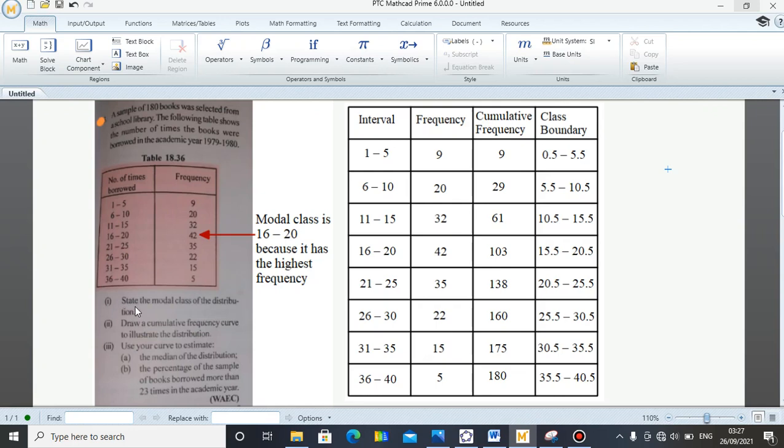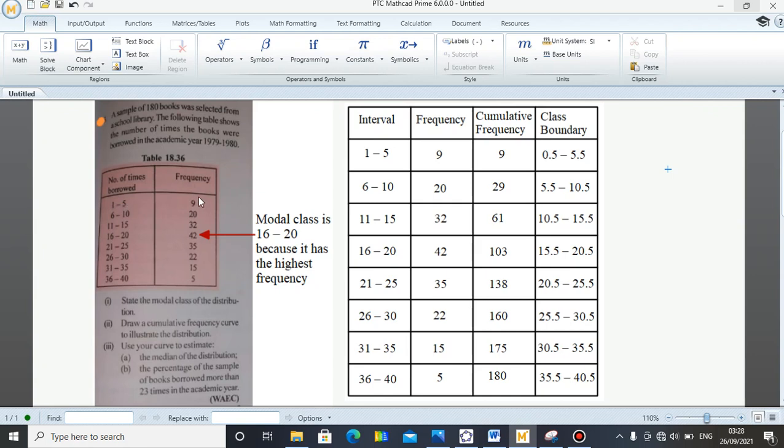The first part says we should state the modal class of the distribution. Then the distribution, you can see the table is a grouped frequency table, and we have some intervals here of the values of the number of books that are present in that library. So the number that they borrowed, then from 1 to 5, they borrowed about 9 of them. Then 6 to 10, they borrowed 20, just like that. You know the interpretation of frequency, how many times the numbers appear.